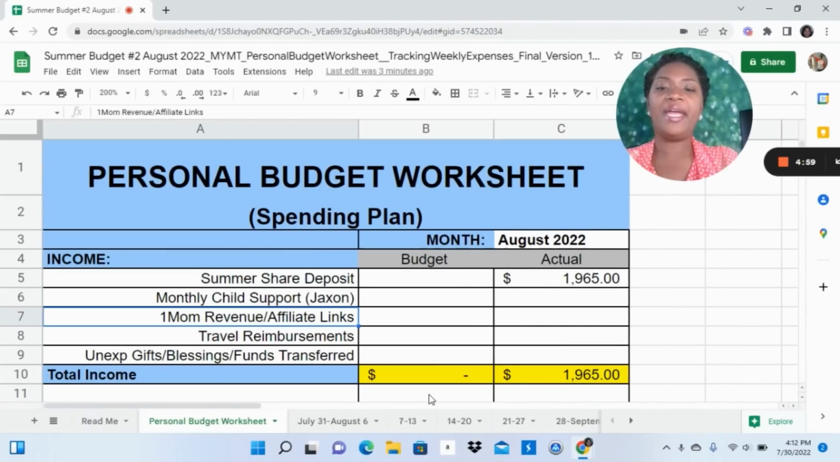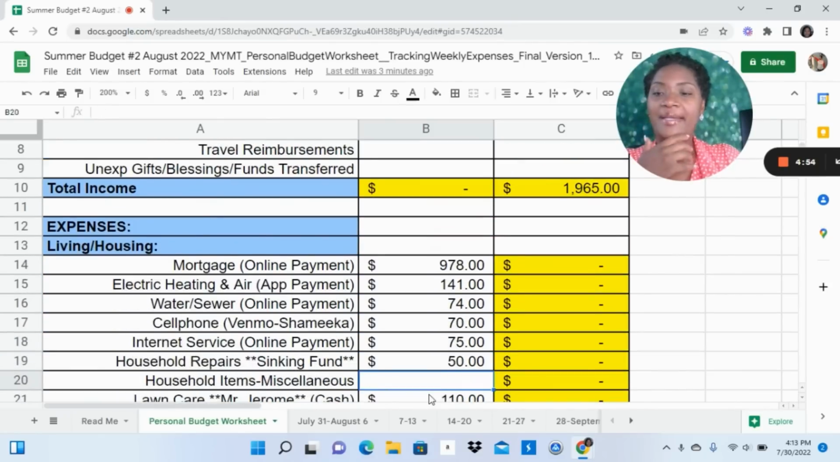All right, so now that I have my income categories in, I'm going to scroll down and look at my expenses.